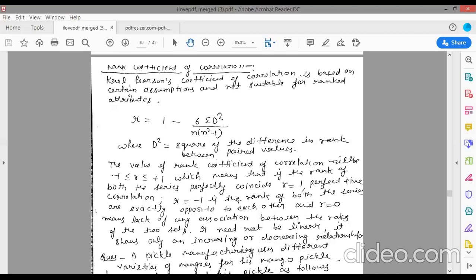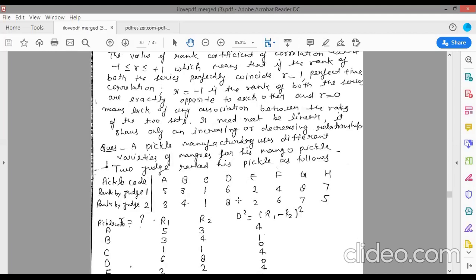That means there is no relationship between your ranks, or you can also say there is no association between the ranks of the two sets. And the last one, r need not be linear. That means correlation is only for calculating linear relationships, but the rank coefficient of correlation need not be linear. It shows only an increasing or decreasing relationship. So there is an example, and we will understand the rank coefficient of correlation better by this example.